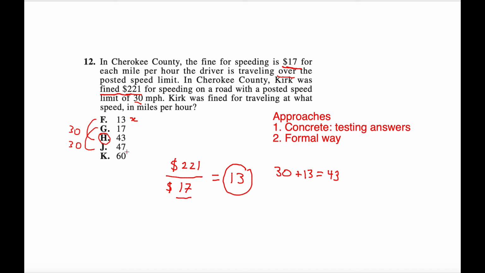For 47, that seems to be if instead of adding the 13 to the 30 to get the 43, somebody thought that he was speeding 17 miles per hour over and then added that to the 30 to get 47. So sort of mixing up the numbers here again. And then as far as 60 goes, I'm not really sure how somebody might get that, but it just seems to be adding this number 13 onto that 47 that we saw in J.